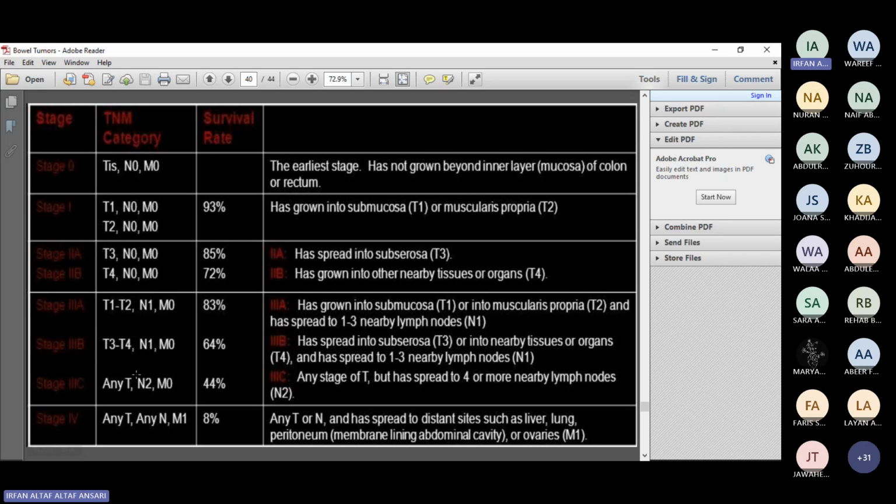Any T, N2. Whenever N2 comes, it becomes stage 3. And whenever M comes, it becomes stage 4. So stage 3 and stage 4 are very easy to do. Any T, any N, whether it is TIS, but you see M1, it is stage 4. No lymph node, but M1, stage 4. If you see 4 or more lymph node involvement, stage 3C. All these are the other stages.